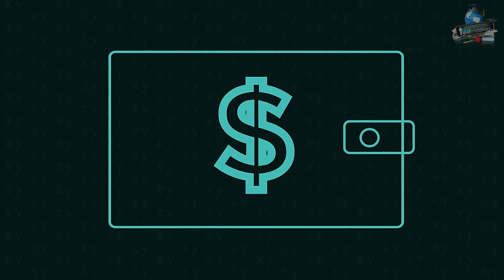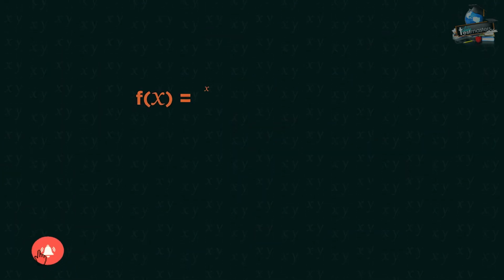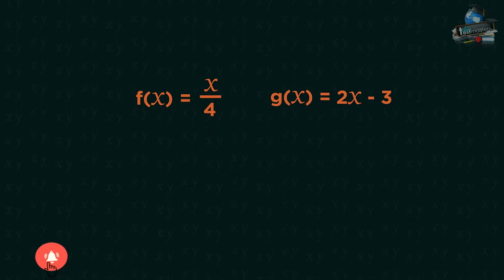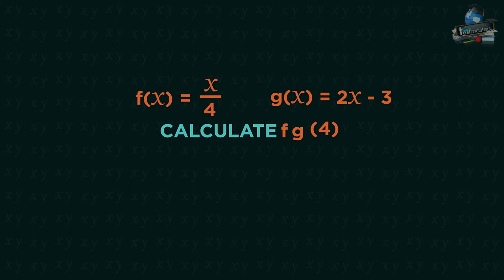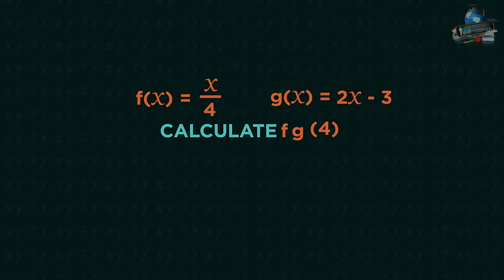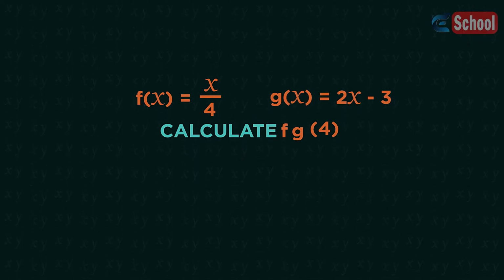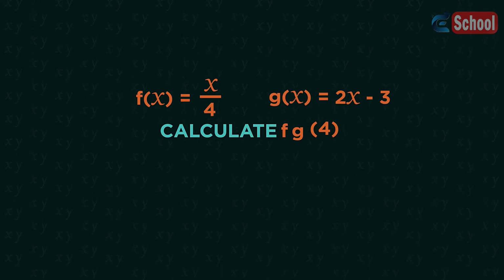A composite function is made up of several functions performed in a certain order. The order is really important. Say we have these two functions. Calculate fg of x would be the composite function. It's asking us to put one function into another. And this is where the order really matters.